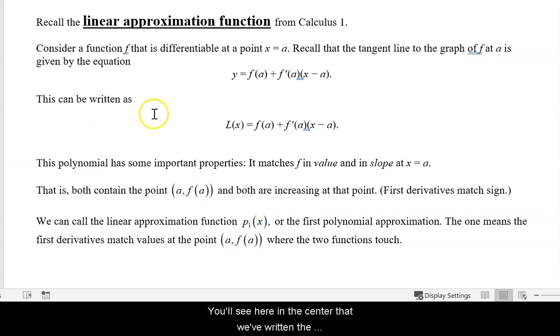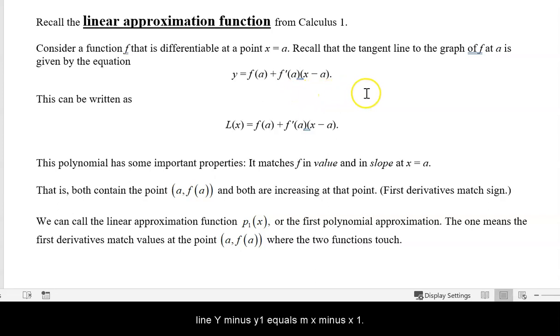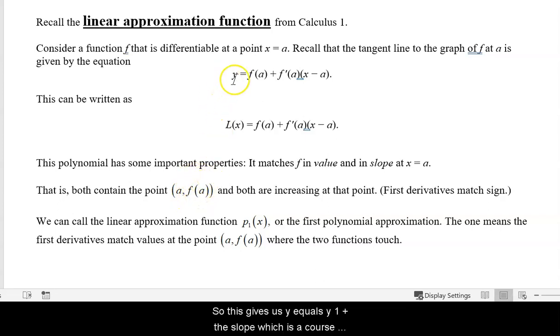You'll see here in the center that we've written the equations both in terms of y and in terms of L. Remember, this just comes from the point-slope form of a line: y minus y1 equals m times x minus x1. Our x1 is a and our y1 is f of a. So this gives us y equals y1 plus the slope, which is of course the derivative at a, times x minus x1. This is the same equation, but with y replaced with L of x to represent the linear approximation function.